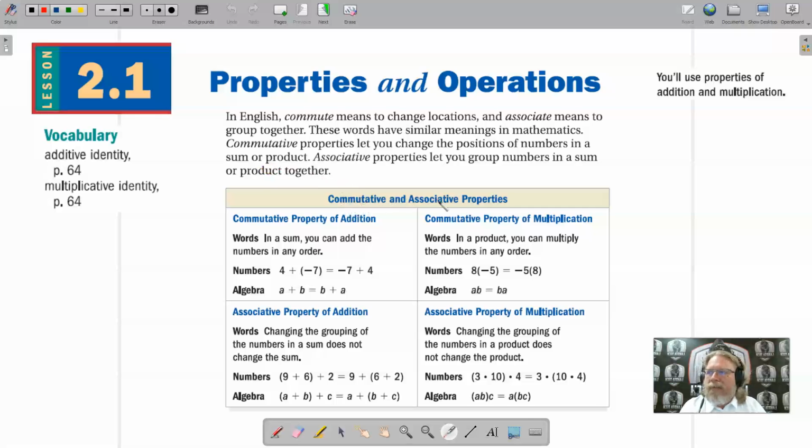So here's a table with the commutative and associative properties of addition and also multiplication. And you'll find that we don't have a commutative property of subtraction or a commutative property of division, because when it comes right down to it, we really only have two operations, and that is that of addition and multiplication. You might say, well, what about subtraction? Well, actually, subtraction is just the inverse of addition. For instance, this 4 plus negative 7, we could call that 4 minus 7, right? We're going to get the same answer. So subtraction is just the inverse of addition.